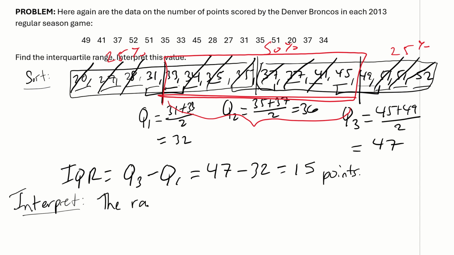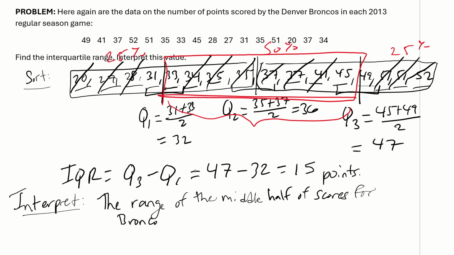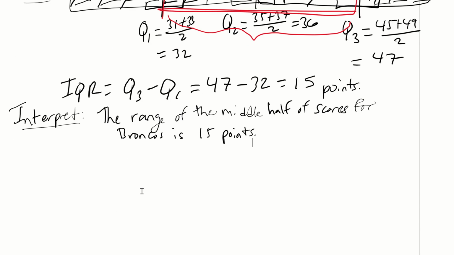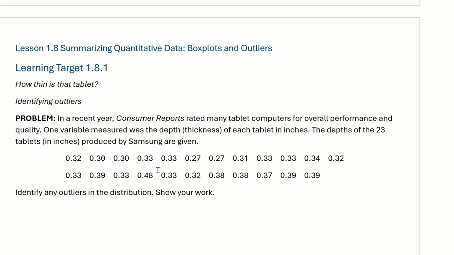So the range of the middle 50% of scores for the Broncos is 15 points. Okay, so there you go. That takes care of that problem. So that's IQR. All right, we're at 1.8 now.